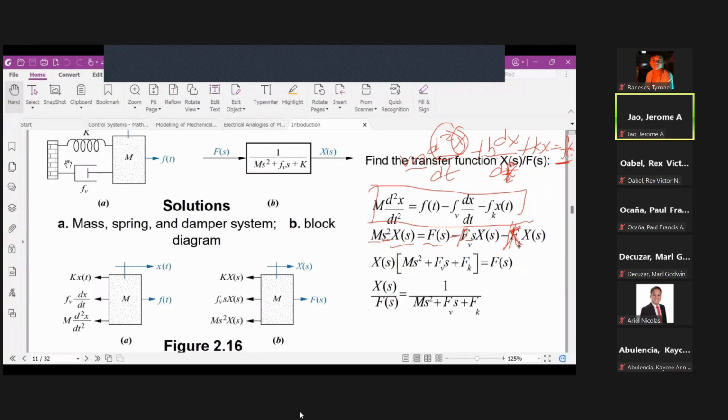So, therefore, you can now isolate your input, which is what? The input is F of s, which is your force, all over the output, which is what?